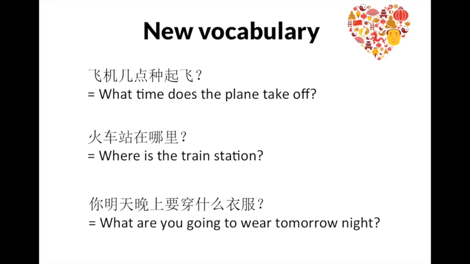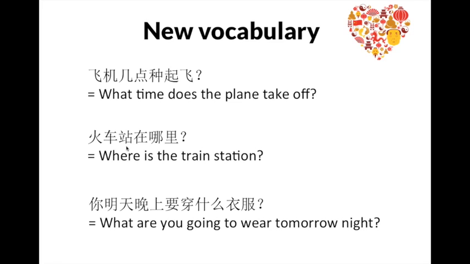So for the first sentence this week, we have 飞机几点钟起飞? So airplane at what time departs or takes off. So 飞机, airplane, 几点钟, so what time exactly, but it can also be just what time, even though we have the 钟, so 几点钟, what time, 起飞, takes off or departs. So what time does the plane take off?